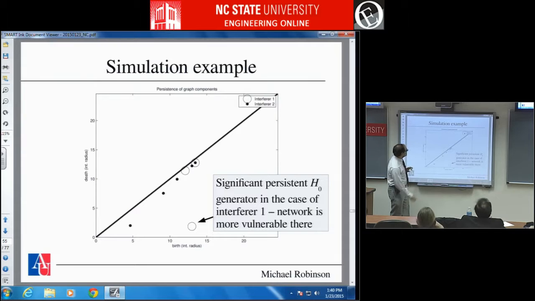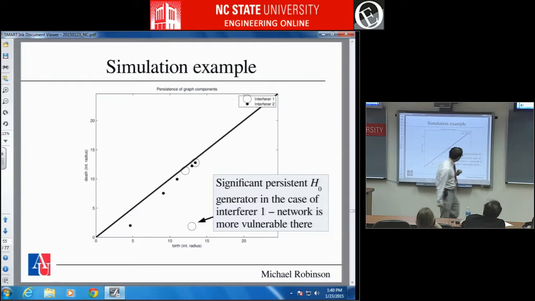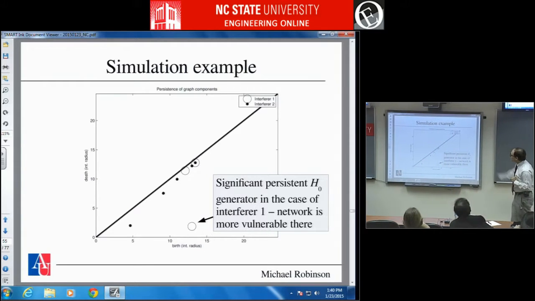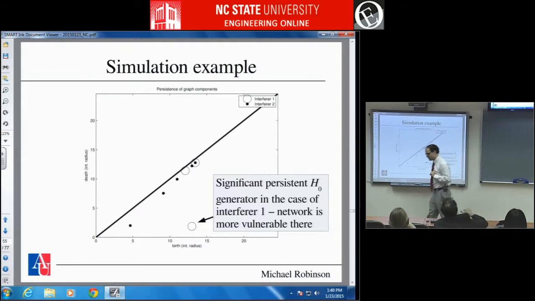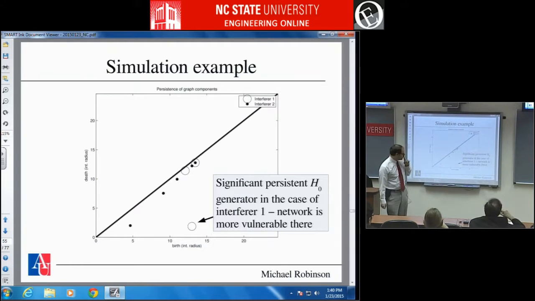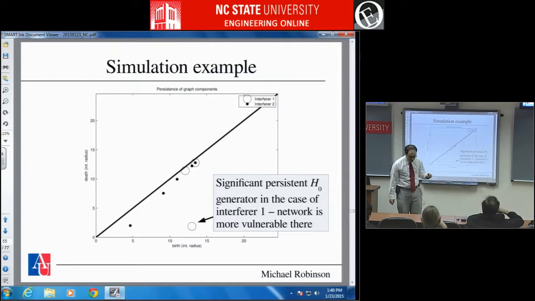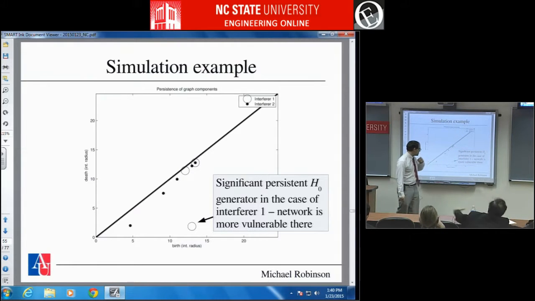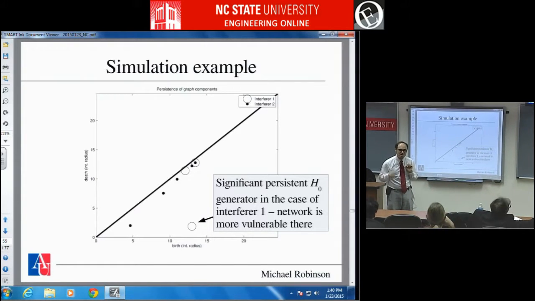And okay, those of you who are used to seeing persistence diagrams, this is sort of transposed. I don't know why I transposed it. Sorry, apologies. But the point is, the circles are due to interference 1, and the dots are interference 2. The distance from the diagonal tells you the significance, and that's telling you which of these interference sources has caused more persistent topological change in the network. You can see interference source 1 definitely did that.